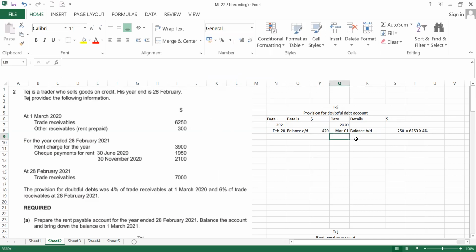So in this case, on this date, 2021, February 28, we have the income statement. This is an increase in the provision. This increase indicates to us that this one is an expense. So this expense is increase in provision for doubtful debt. Okay, so now take the total.